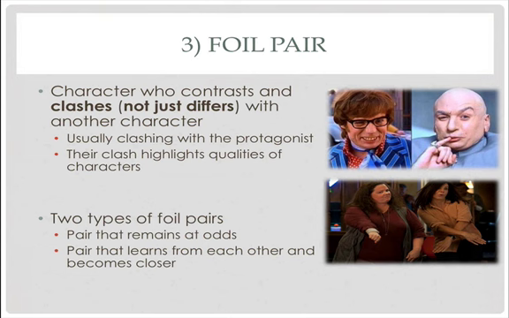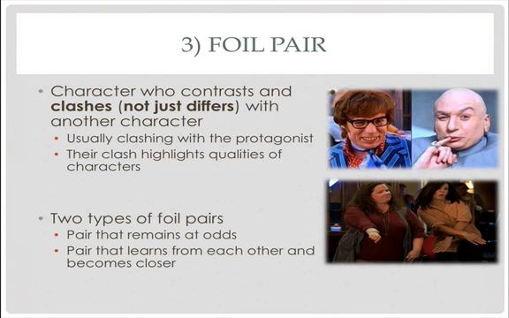Not just be different, as in, oh, that person is 2 years older than the other character. But a foil pair really needs to clash. And as we tie this to theme, their contrasting, clashing nature helps to highlight the quality of each character. And because of that, that helps to highlight the eventual theme of that novel.